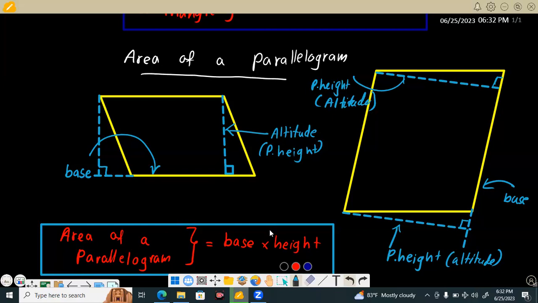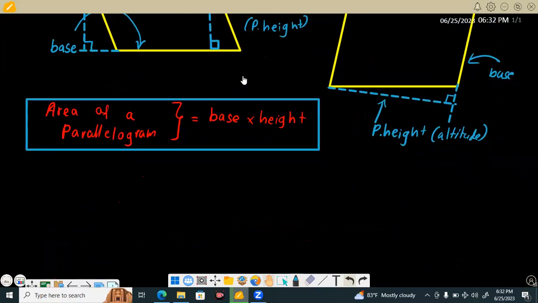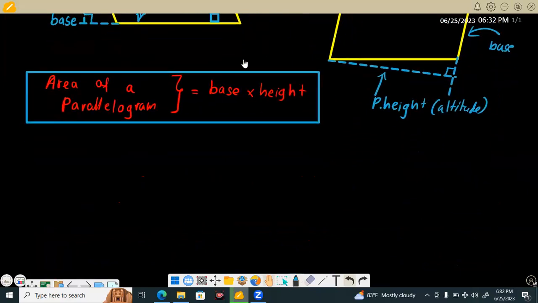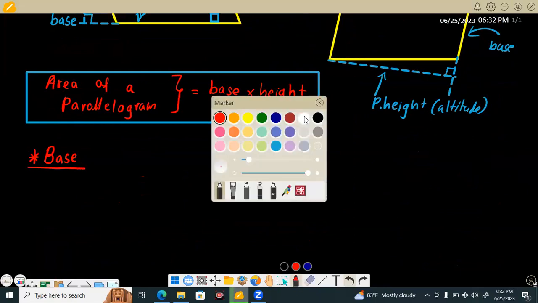How many of you have finished? Okay, most of you have finished. Okay, Pute, now let's write. Take a red color pen or a different color pen and write it down like this. Okay, now what is meant by base and what is meant by altitude? Let's define it like this.